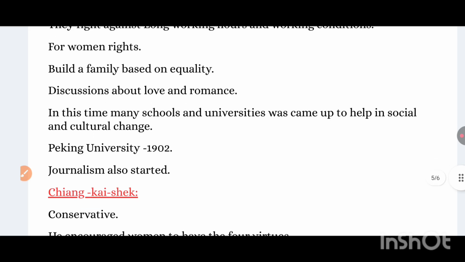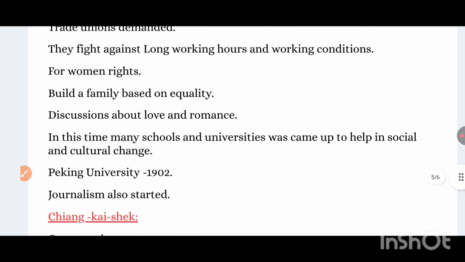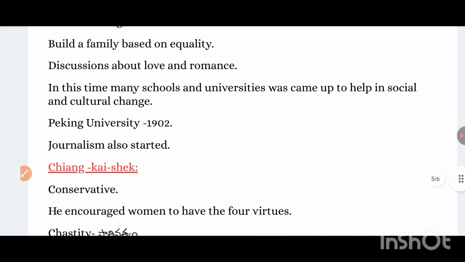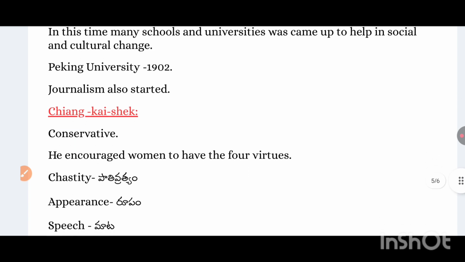Now we are discussing Chiang Kai-shek. We already discussed how urban areas are, how the people are working in China, and what problems the people are facing in urban areas. Chiang Kai-shek is conservative. What is the meaning of conservative? Conservative means he believed in old traditions.